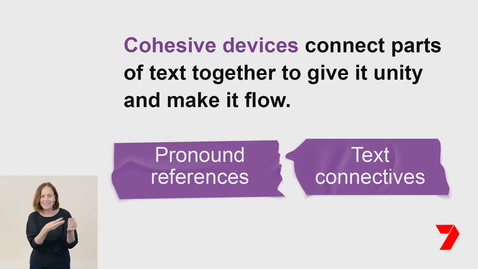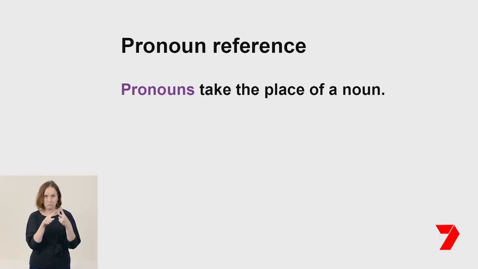I have another tip for expanding your writing that I'll share later on in this episode. But first, let's talk about cohesive devices. What are they? Cohesive devices are language features, words, used in texts to bind different parts of a text together, to give it unity and make it flow. Think of tape connecting ideas in texts together. Two types of cohesive devices include pronoun references and text connectives.